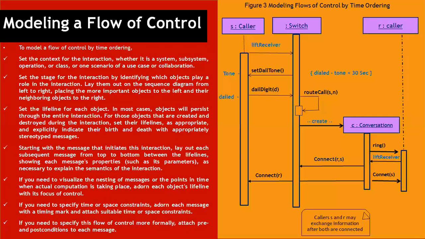If we need to specify a time or space constraint, we adorn each message with a timing mark and attach suitable time or space constraints. If we need to specify this flow of control more formally, we attach pre and post conditions to each message. So this is the modeling of flow of control by time ordering.